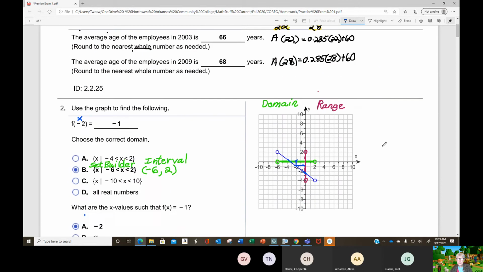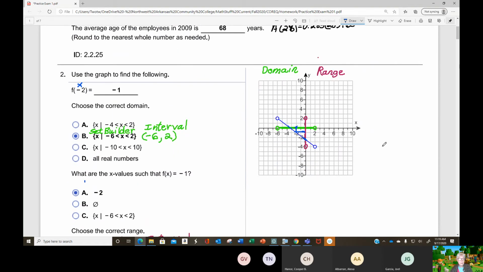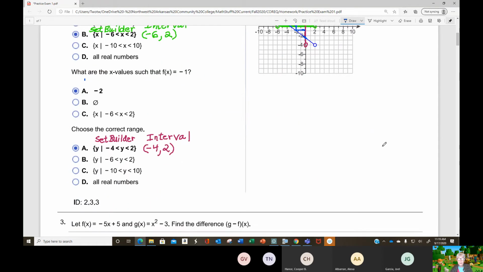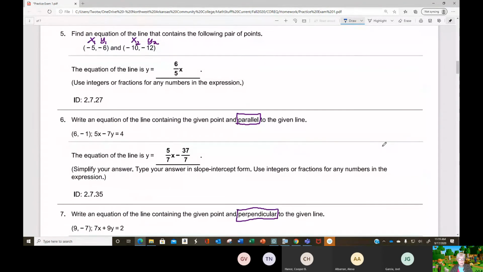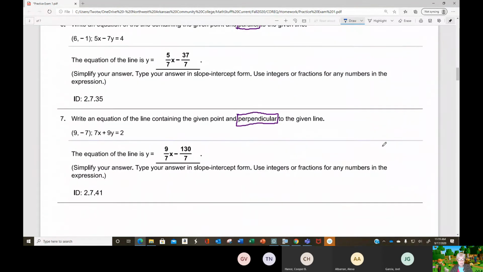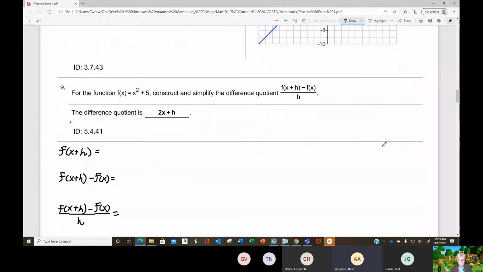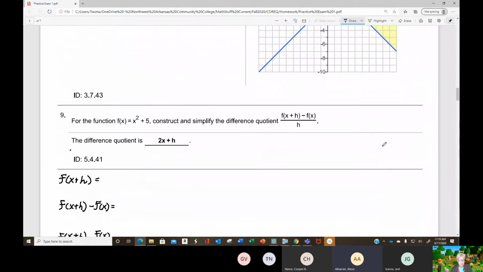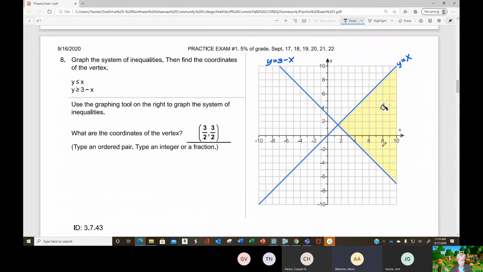Okay, I don't think there's another domain and range problem, but there might be. Yeah. Can we try and do a solution one? A solution one, like this? Yeah. Okay.